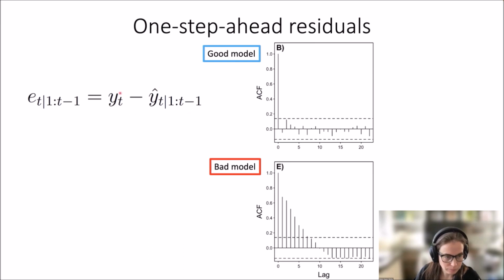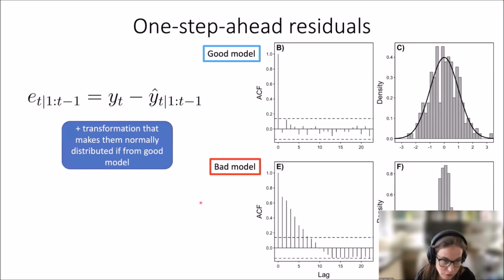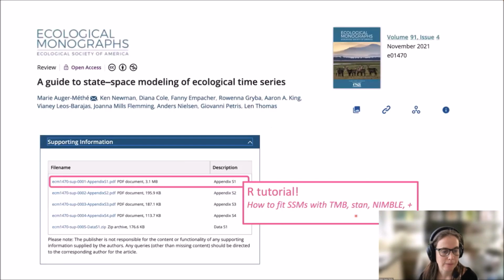If you have a good model, there should be no remaining autocorrelation. So if you do an autocorrelation function for a good model, there will be no autocorrelation. For a bad model, one of the things that could happen is that there's remaining autocorrelation. I won't go into the details, but you can transform these residuals in a way that makes them normally distributed if they come from a good model. So if you look at the QQ plot or the histogram, if you have a good model, the histogram of your residuals should be normally distributed. If you have a bad model, then there's going to be a discrepancy, and you can look at that via QQ plots. Okay, that's it.